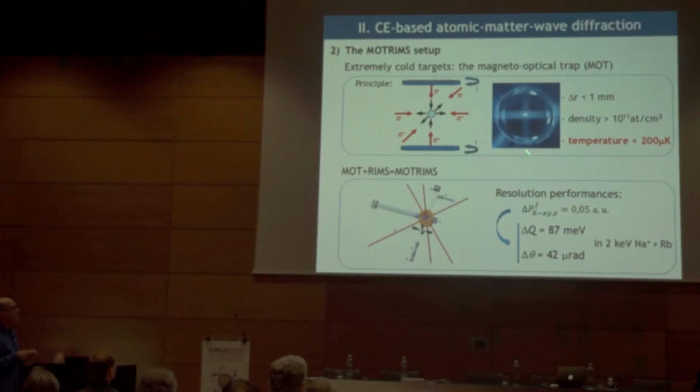Here is a picture of the trapped cloud. Its dimension is typically 1 millimeter with a density greater than 10^11 atoms per cubic centimeter, and the temperature is lower than 200 microkelvin. The temperature is so low that with MOTRIMS, the final resolution obtained on Q and theta is the one given by the RIMS spectrometer. In other words, the target temperature does not degrade at all the resolutions that we have. And here I give some numbers in the case of 2 keV sodium plus and rubidium collisions.